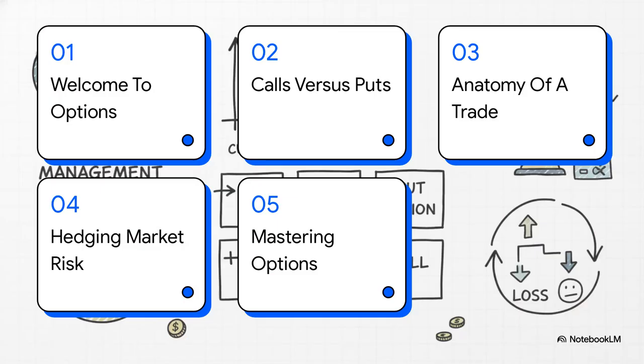Okay, here's our quick roadmap for today. We're going to start with Welcome to Options, break down calls versus puts, check out the anatomy of a trade, cover hedging market risk, and then finally wrap things up by mastering currency options.